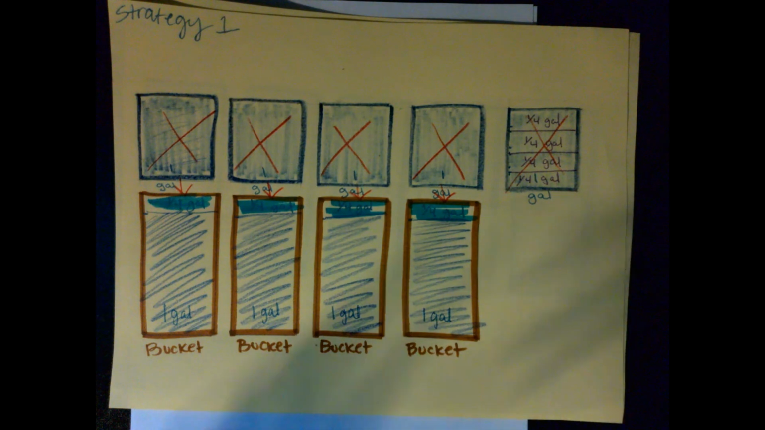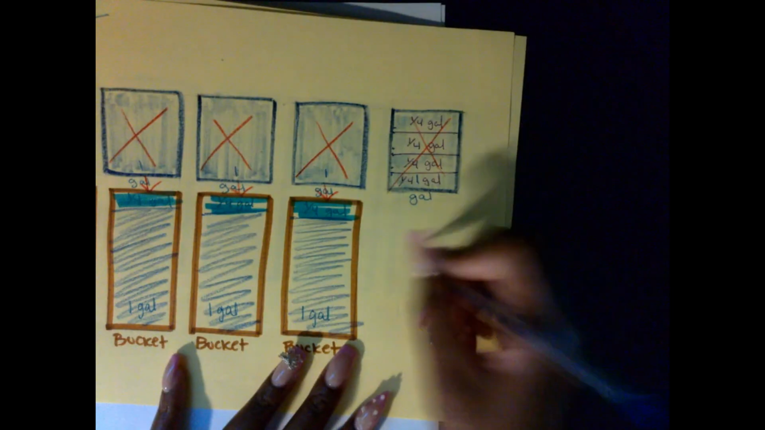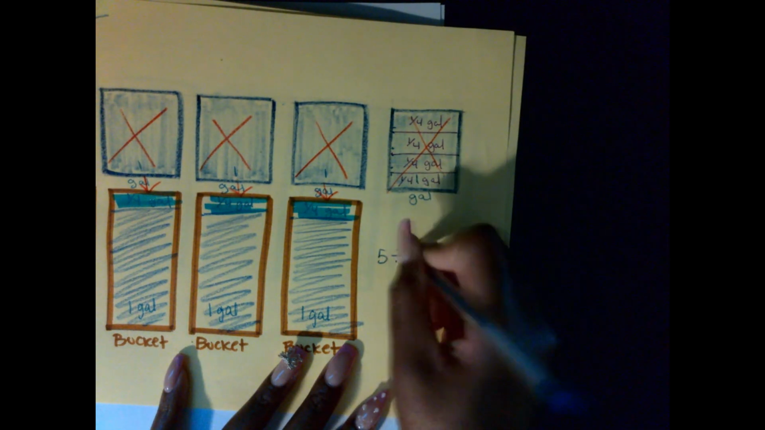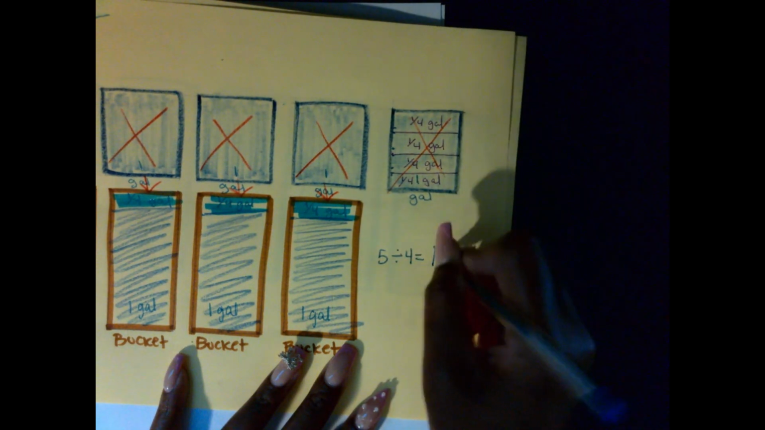I can write this out in an equation. 5 divided by 4 equals 1 1/4 gallons.